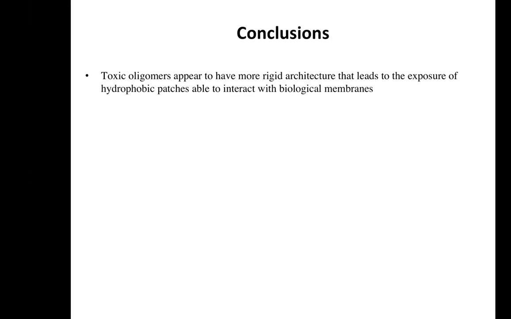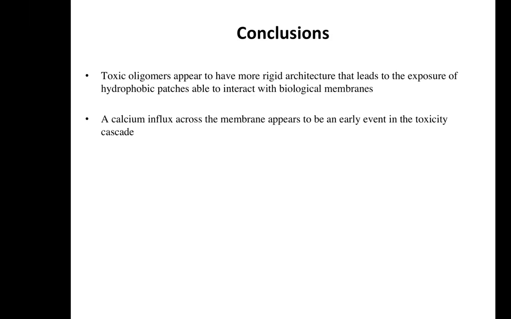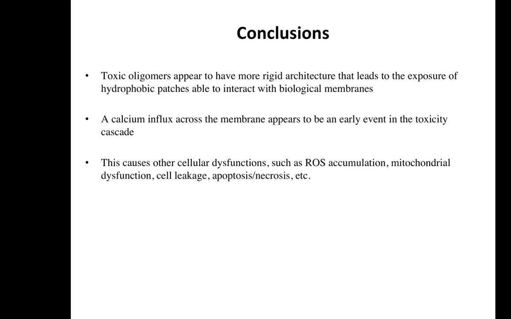The more dangerous oligomers are those that are not so flexible, because if they have some rigidity, they cannot bury completely their hydrophobic groups inside. They leave some of the hydrophobic groups exposed on the surface, and these allow them to interact with the membrane to cause all the cell dysfunctional phenomena that we have seen. A calcium influx across the membrane appears to be the earliest event in the toxicity cascade, and all the others follow this event. This causes other cellular dysfunctions such as ROS accumulation, mitochondrial dysfunction, cell leakage, etc.